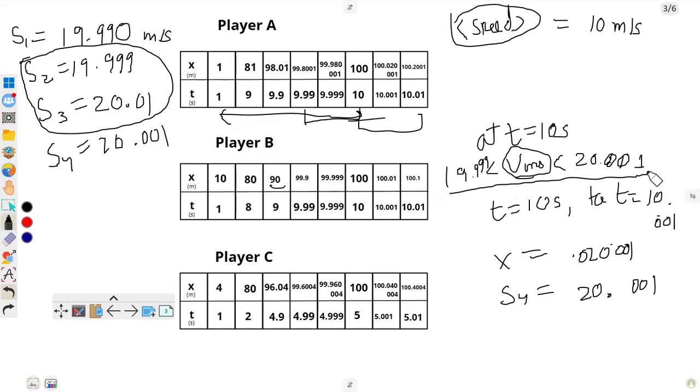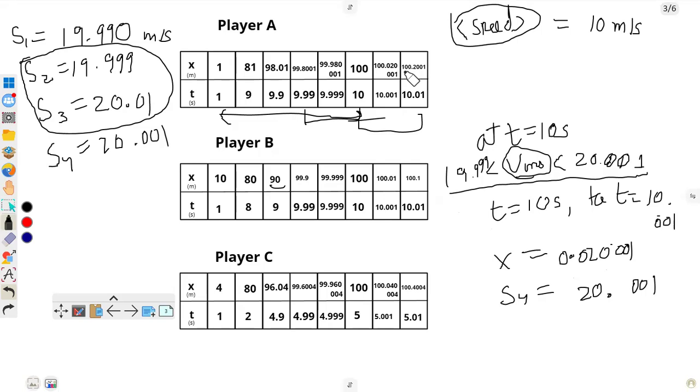Can you repeat the last line? Okay, I'll repeat what I just said. So we first calculated S3. S3 is basically the average speed between t is equal to 10 seconds and t is equal to 10.01 seconds. And from t is equal to 10 seconds to t is equal to 10.001, the distance we traveled during this journey was 0.020.